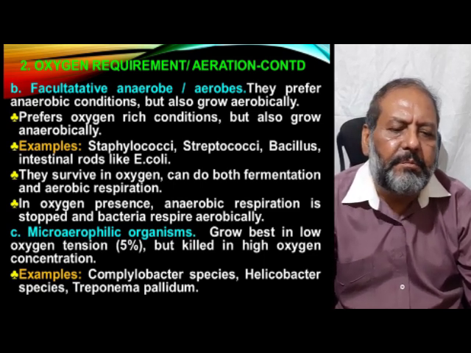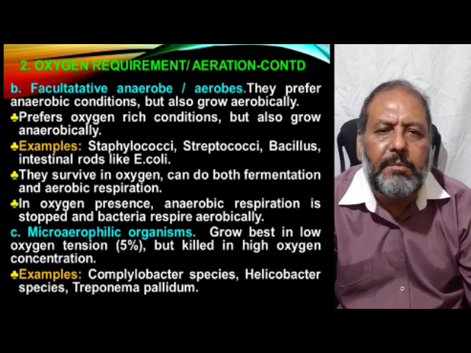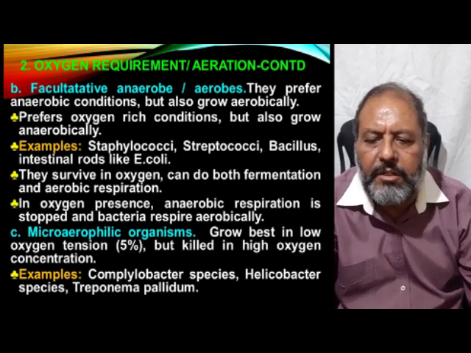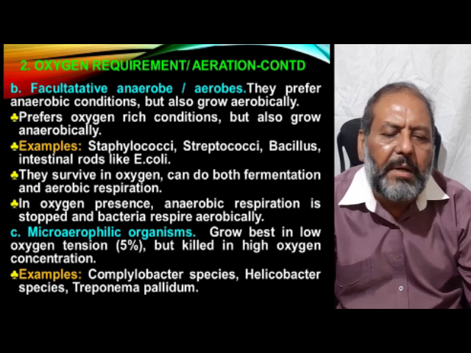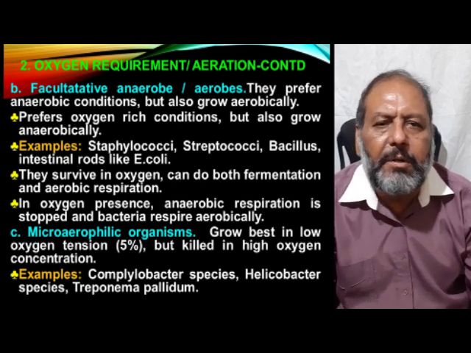Microaerophilic organisms grow best in low oxygen tension, about 5%, but they are killed in very high oxygen tension. Examples are Campylobacter species, Helicobacter species, and Treponema pallidum.